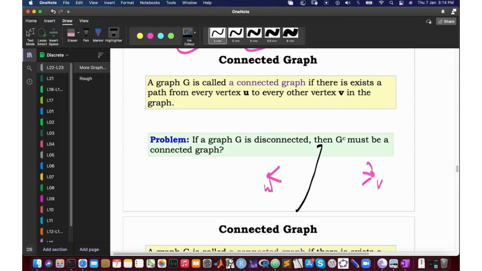Sir, if they are adjacent in G, like the two vertices, they will not be adjacent in the complement graph. Yeah. So like we can find a path from X to Y in the complement as well.